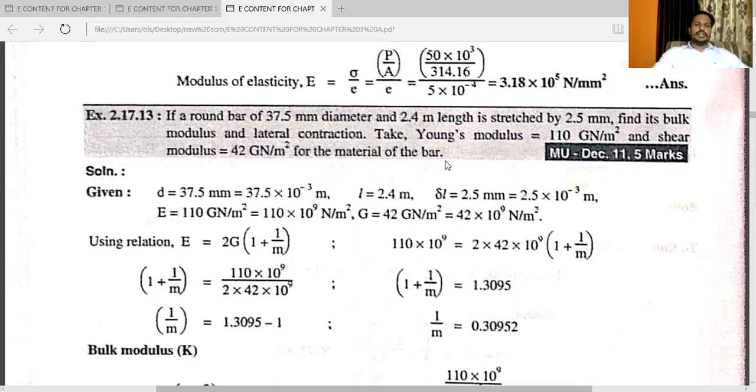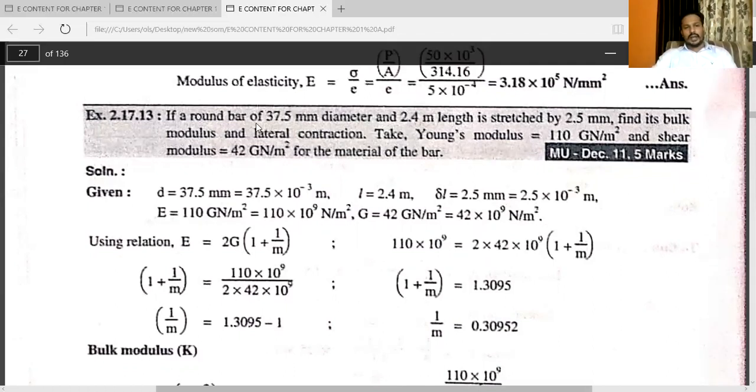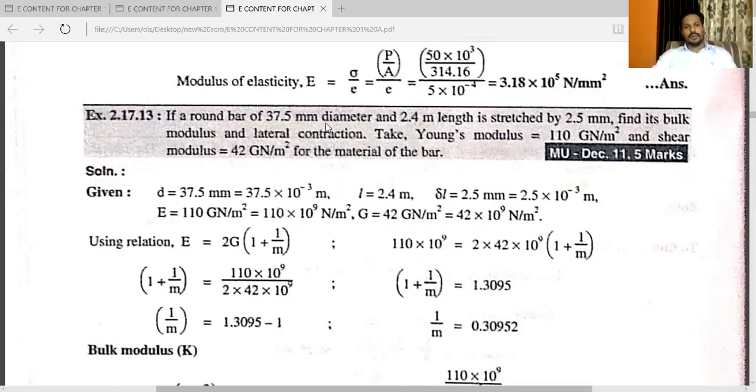See, after reading each and every problem, you have to write down the given data very clearly. See, the diameter is given, the round bar of 37.5 mm diameter. So you have to write D is equal to 37.5 mm diameter.